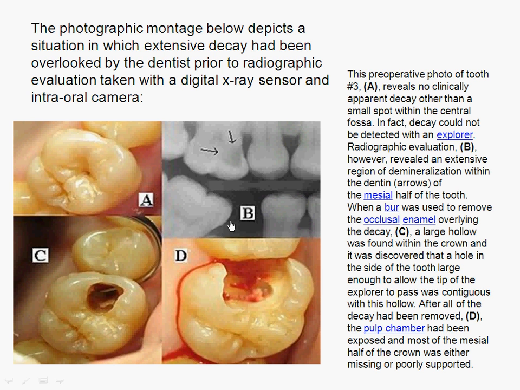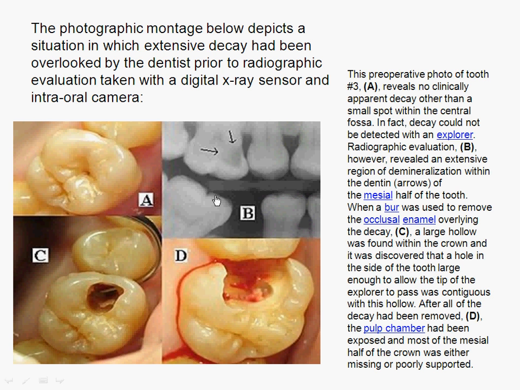But look at B. This is the digital X-ray. Upon radiographic evaluation, however, it revealed an extensive region of demineralization within the dentin. Look at the arrows, of the mesial half of the tooth.